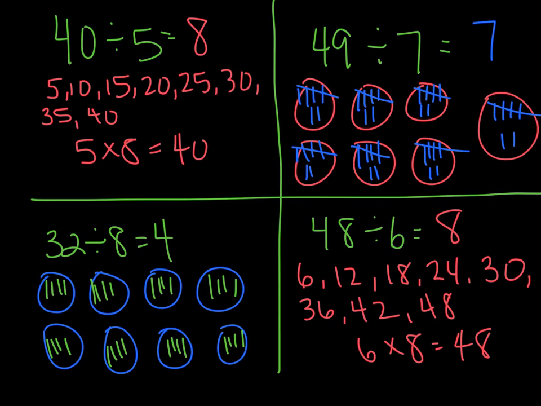Okay, so here are the answers. I used skip counting and a related fact. So 40 divided by 5 is 8. 49 divided by 7, I used groups of and got 7. 32 divided by 8, I used groups of again, I got 4. And for 48 divided by 6, I skip counted and used a related fact and got 8. So I hope you got all of those right. We'll be working more in class on this.